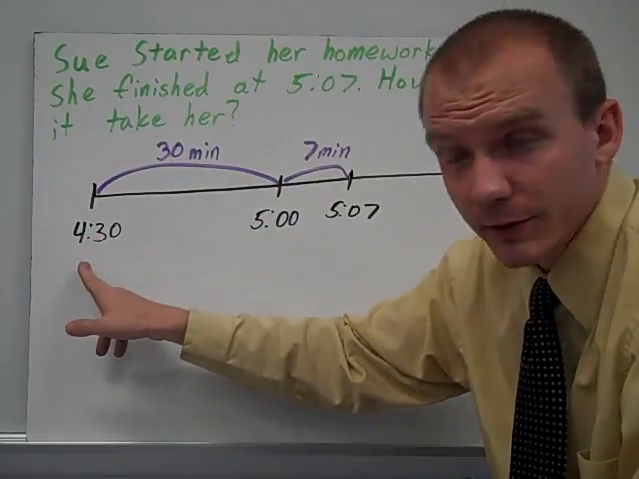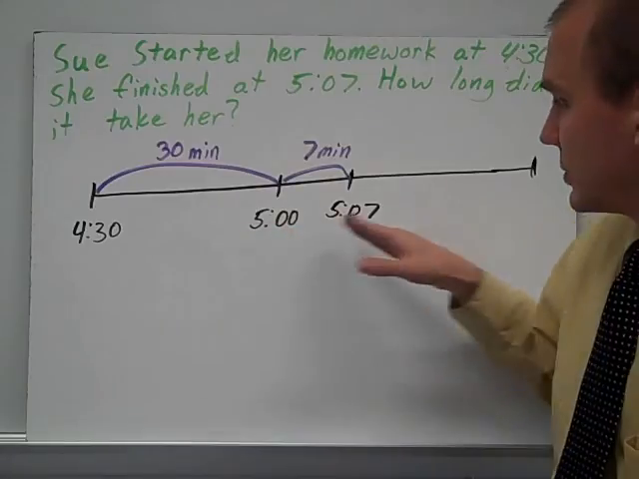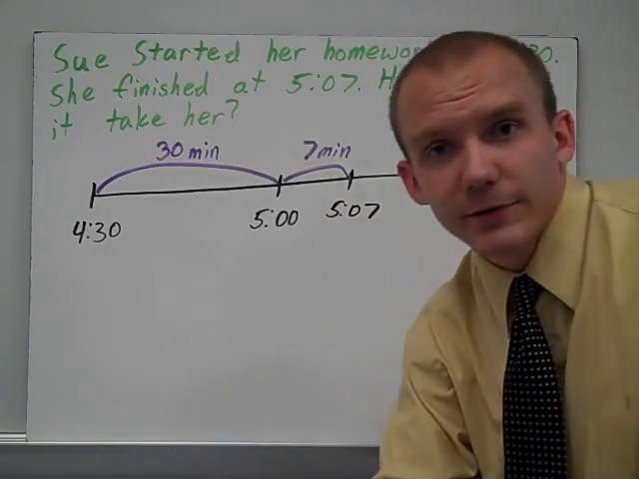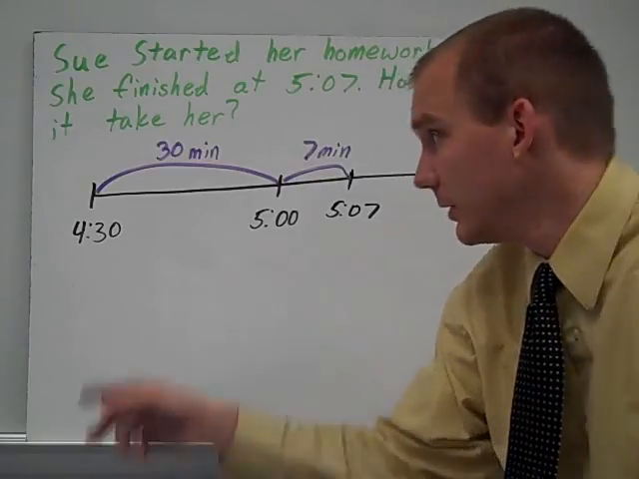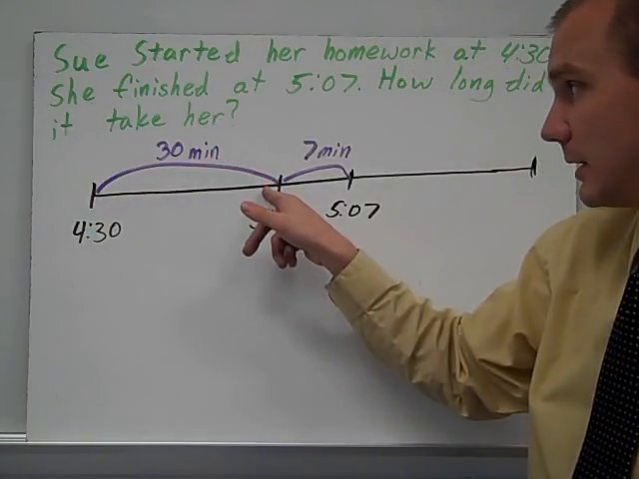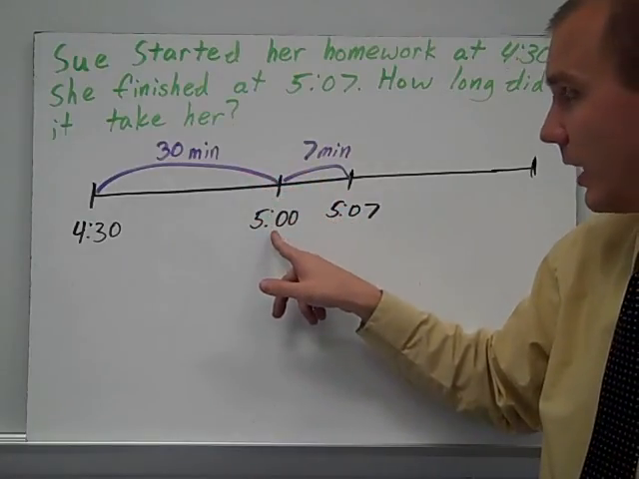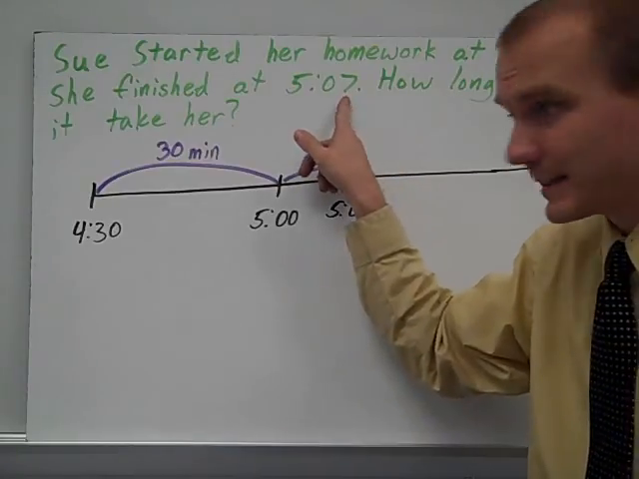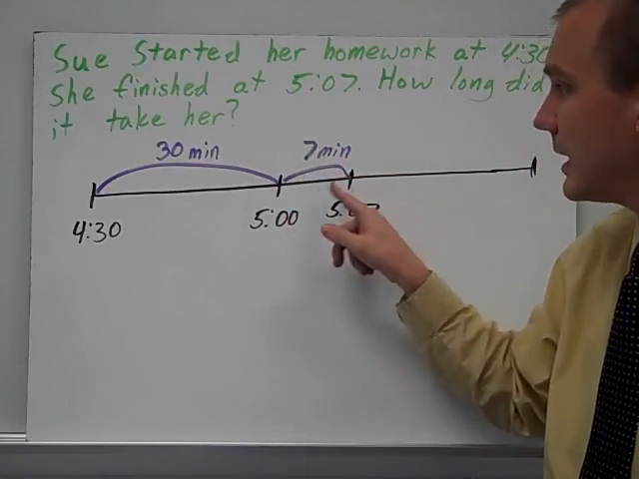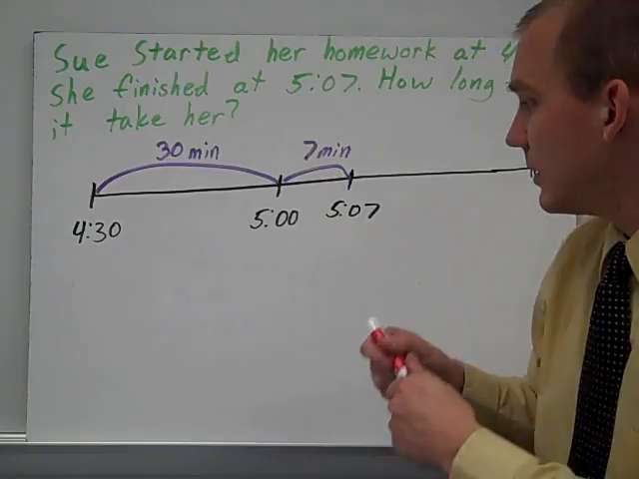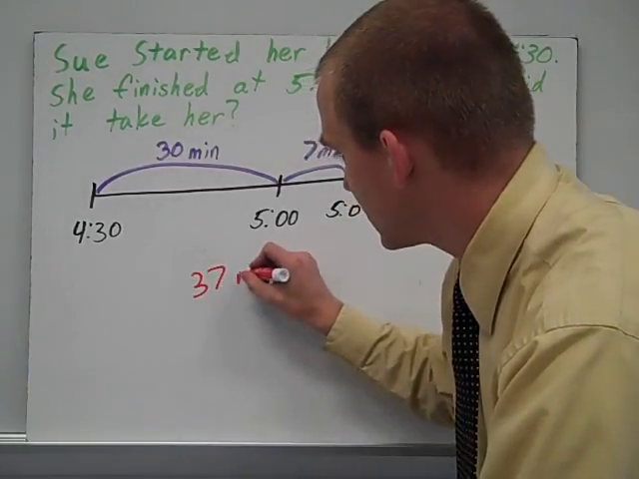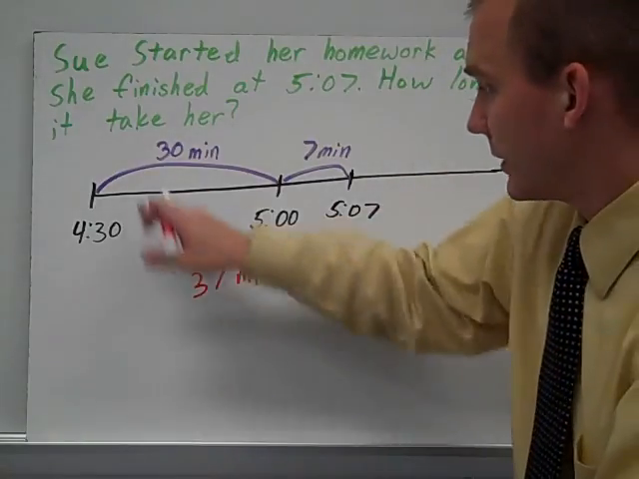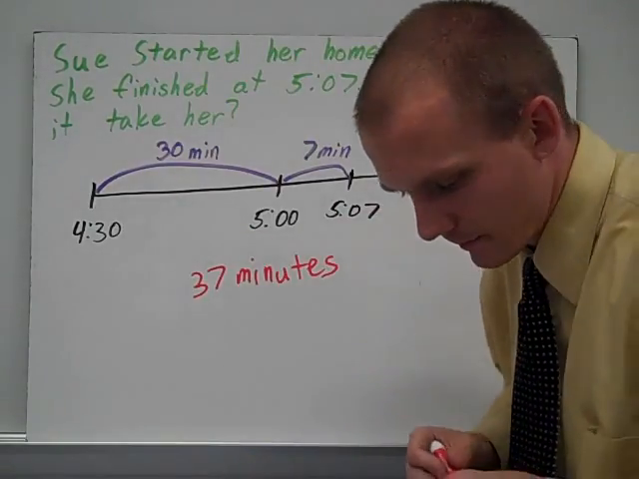So she starts at 4:30. And I'm thinking, okay, she ended at 5:07, so I've got to go there. Well, from 4:30 to 5 o'clock, that's half an hour. So I took a jump of 30 minutes. Now I'm at 5 o'clock. Well, all I have to do is get to 5:07. That's just 7 minutes later. So I jumped 7 minutes. And 30 plus 7 would be 37 minutes. My question was, how long did it take her? It took her 37 minutes.